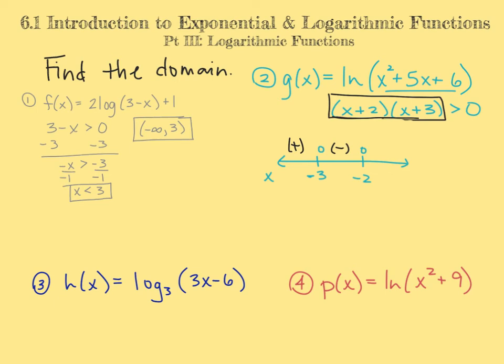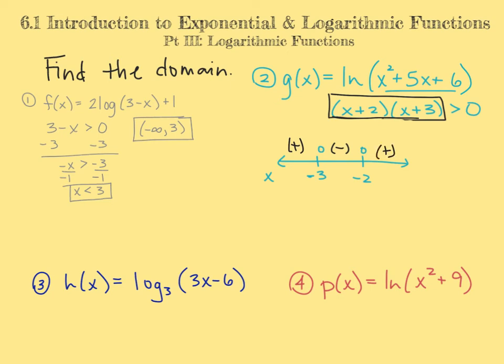What number did you pick? I'm going to pick the number 1 because it's a positive number. You could have picked any number greater than negative 2. I'll pick 1. So if we plug in a 1 here or a 1 here, we'll get positive numbers, and a positive times a positive is in fact a positive.